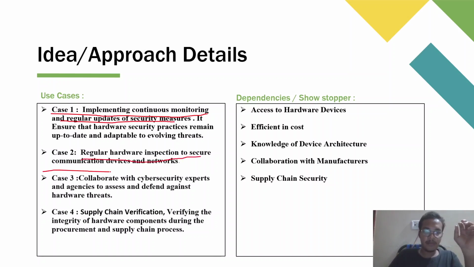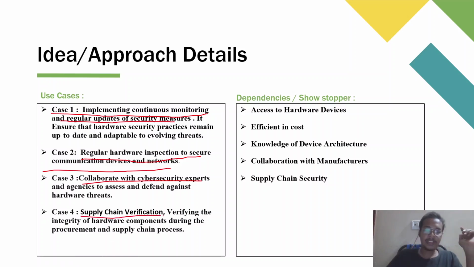This is very important: collaboration with cyber security experts and agencies to assess and defend against hardware threats. We need to collaborate with cyber security experts because there is a chance of implementing a hybrid version of Trojan, like hardware plus software. This is also a case, so that's why we have included it here. Supply chain verification is the last case.